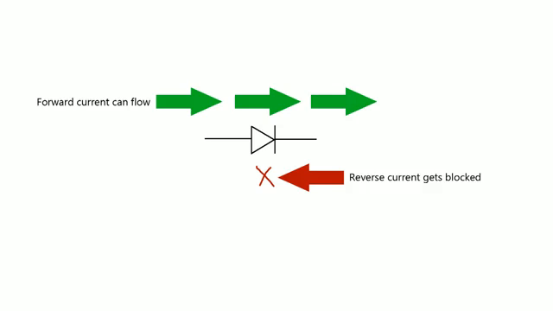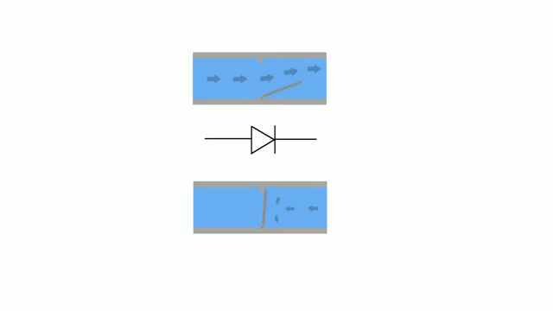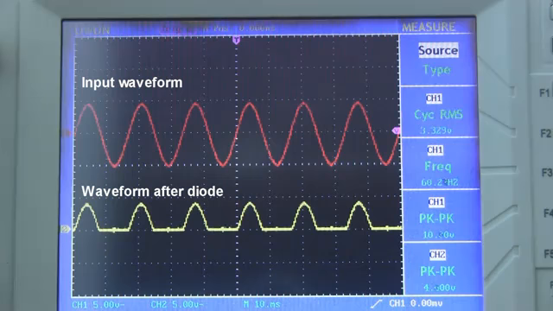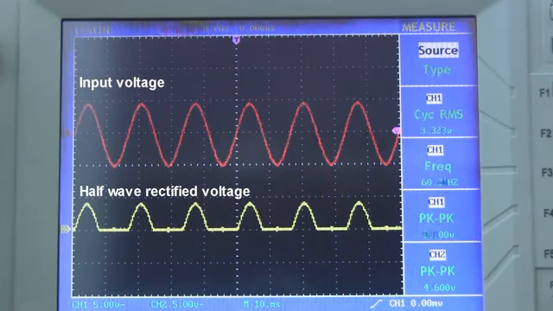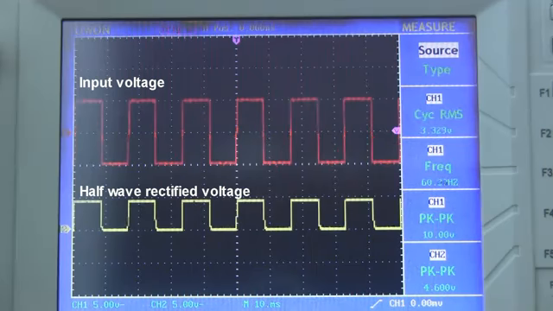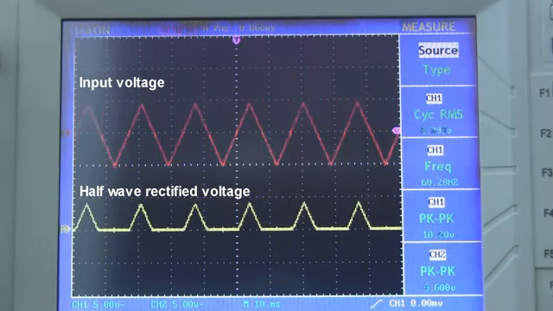A helpful way of remembering this is to compare diodes to water valves that only allow water to flow one way. So if you feed an AC voltage or current through a diode, the negative voltage will just get blocked off, and you'll be left with only the positive half of the waveform. This process is called half-wave rectification, and it doesn't have to be with just a sine wave. It'll also work with square waves, triangle waves, or any other waveform that dips into the negatives.